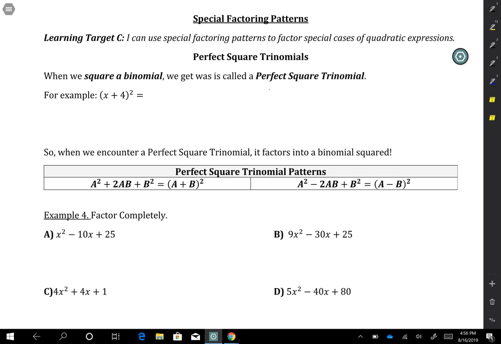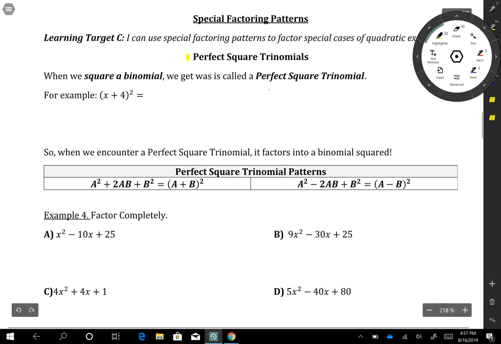The first factoring pattern comes from a perfect square trinomial. So it is what it sounds like. It's a trinomial of three terms and there are perfect squares in it. How do we get a perfect square trinomial?